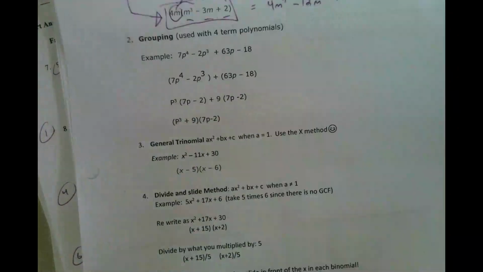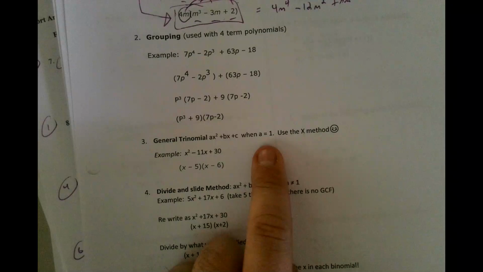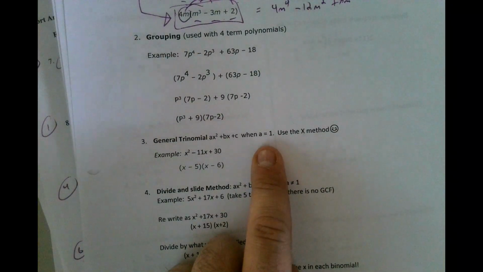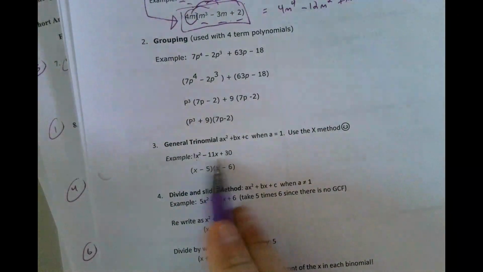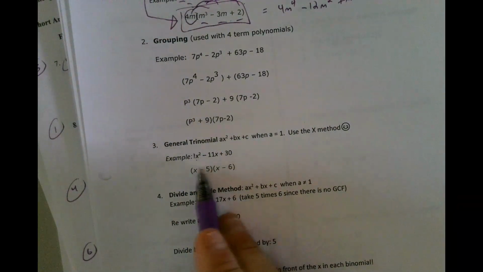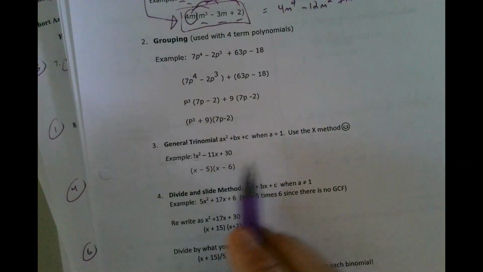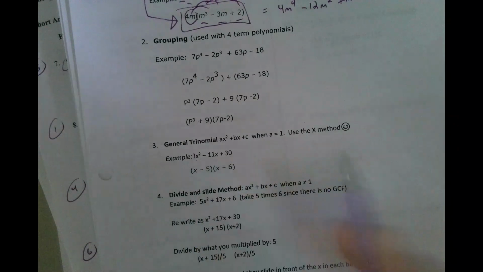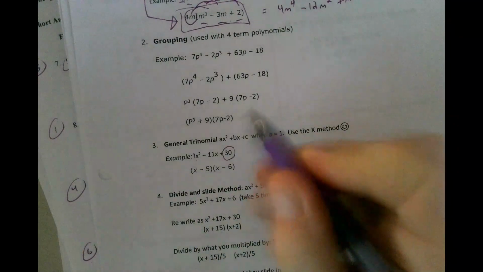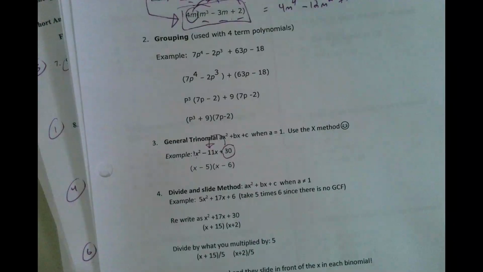Now, from Tuesday's lesson, you did this method: general trinomials, when A equals 1. What I mean by that is, notice you've got a trinomial with no GCF. Guys, pay attention. If there's a 1 out front and there's no GCF, you take the C value, the factors of C that make a negative 11 in the middle. That's the easiest way to look at it, right?